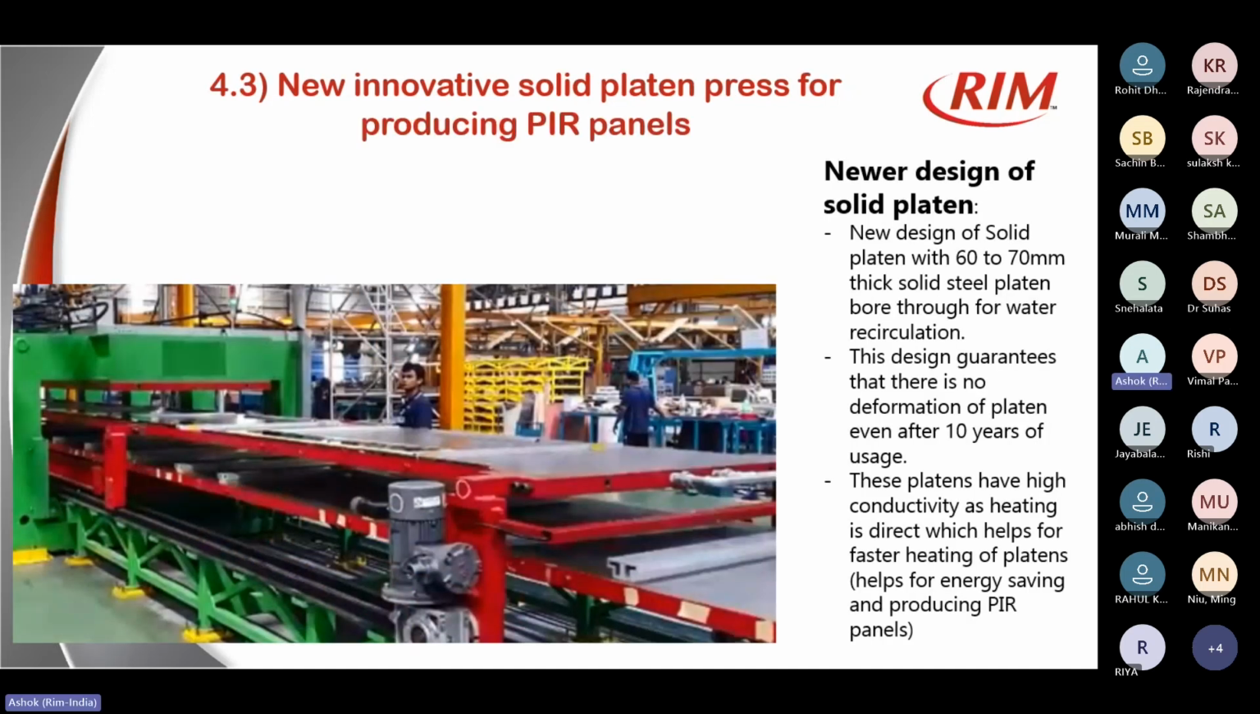The next development or improvement is that instead of using hollow platens, there are solid platens. Solid platens give you the advantage of better temperature distribution. Since the water is directly circulated through the platen, it can achieve the temperature faster. And this is good for producing PIR panels because for PIR panels, you have to increase the temperature of the platen up to around 55 to 60 degrees. With these solid platens, you can achieve that temperature easily.